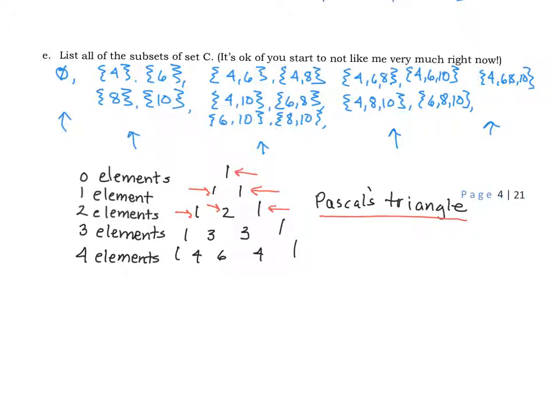Okay, so our set that had 3 elements, that would be set B. You'll notice it had 1 subset with 0 elements, 3 subsets with 1 element, 3 subsets with 2 elements, and 1 subset with all 3 elements. And then if you'll just look above in example E, you'll notice you had 1 subset that had 0 elements, 4 subsets with 1 element, 6 with 2 elements, 4 with 3 elements, and 1 with all 4 elements.